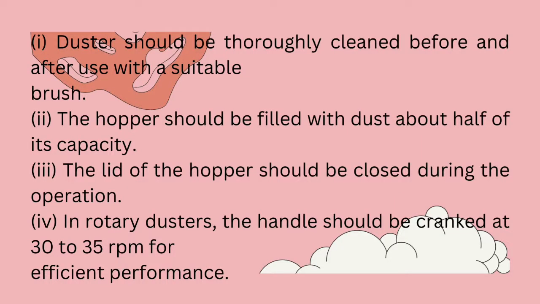First, the duster should be thoroughly cleaned before and after use with a suitable brush. Second, the hopper should be filled with dust to about half of its capacity. The lid of the hopper should be closed during the operation. In rotary dusters, the handle should be cranked at 30 to 35 RPM for efficient performance.